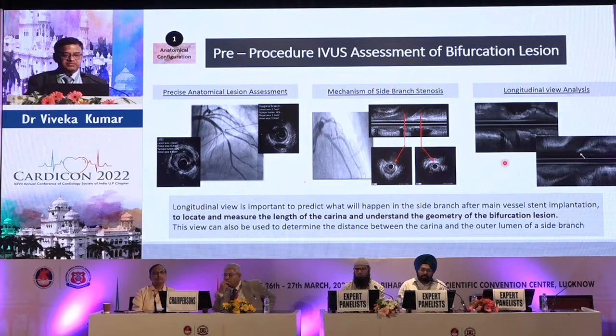When we do imaging as a pre-procedure, like in this case of an LAD diagonal bifurcation, we need to assess the anatomy and find out the mechanism of side branch stenosis. Longitudinal view analysis is very important when we are imaging a bifurcation, to predict what will happen to the side branch after main vessel stent implantation, to locate and measure the length of the carina, and to understand the geometry of the bifurcation lesion, because this shows how little plaque is there in the side branch ostium.